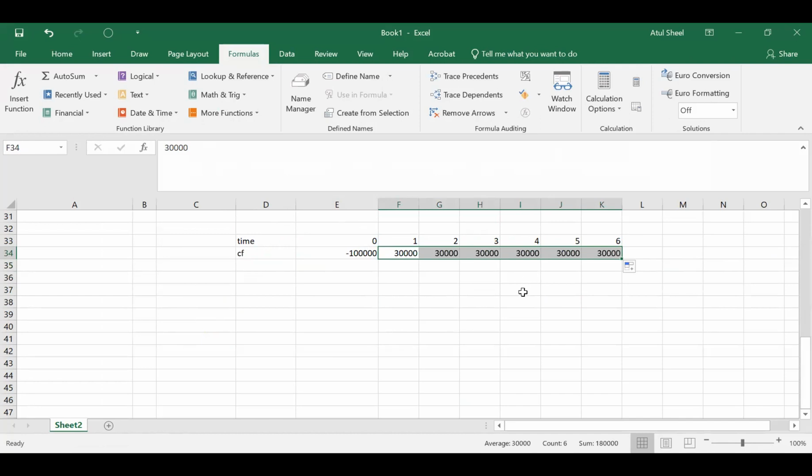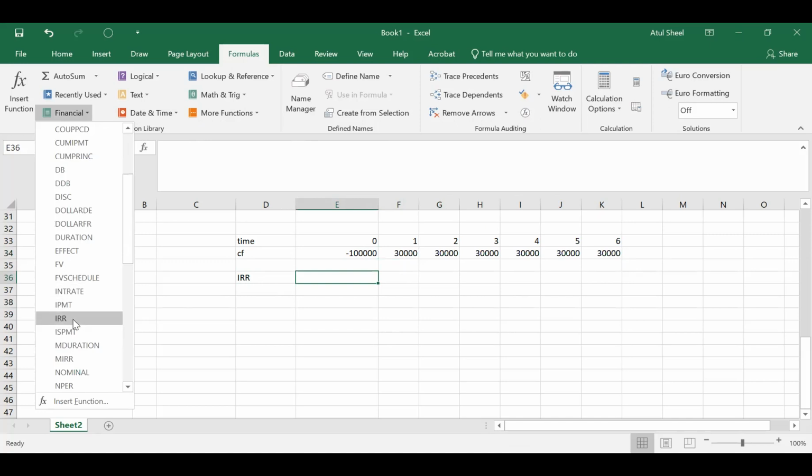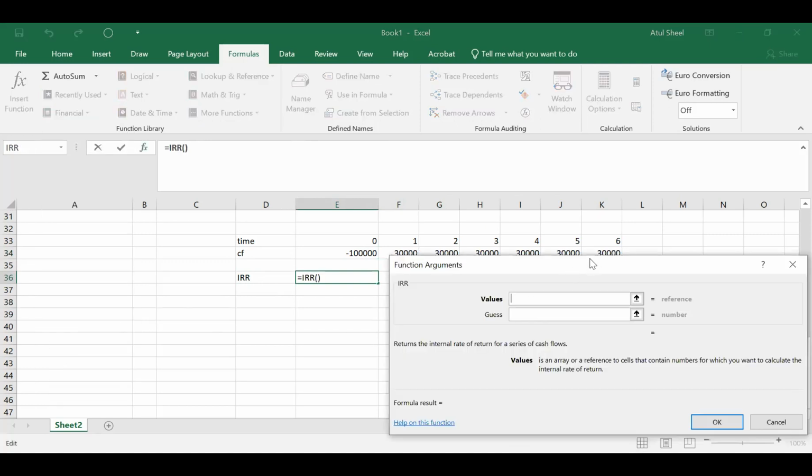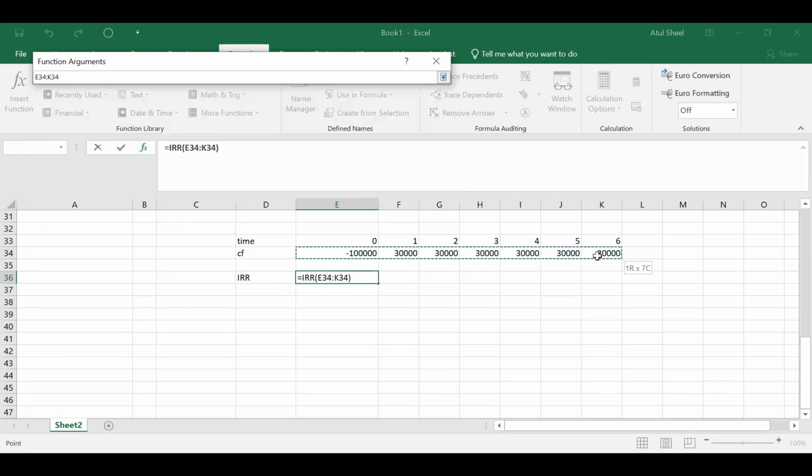I want to know at what rate my net present value will be equal to 0. And I know that that is the IRR, the internal rate of return. How do I get it? Very simple. Equal IRR. Once again, I'll show you through the financial functions. Here, financial, go to IRR. It tells you what are the values of the cash flows you're getting, and it will immediately count the cash flows, 6 years plus 1 now, right?